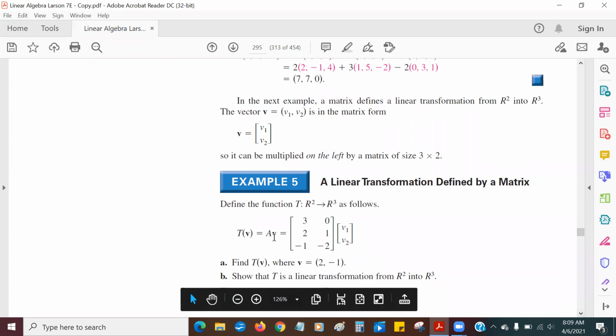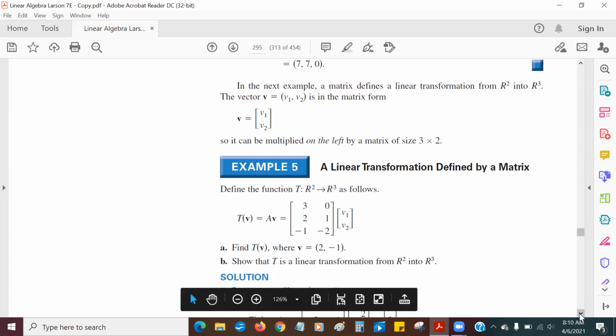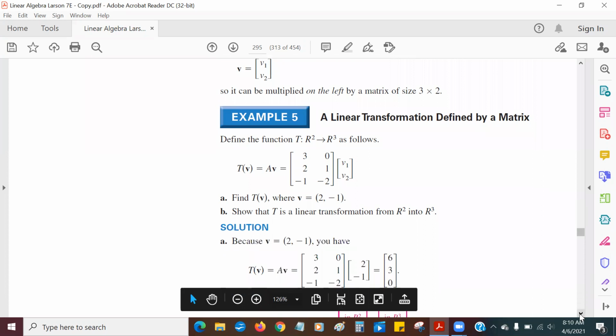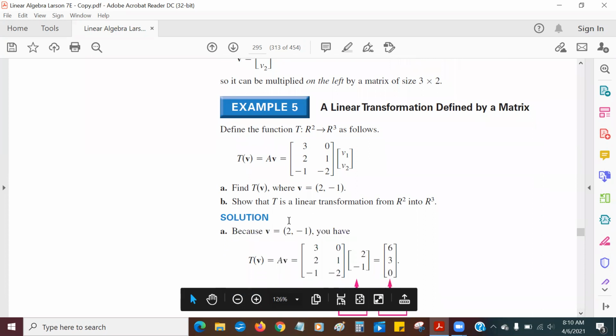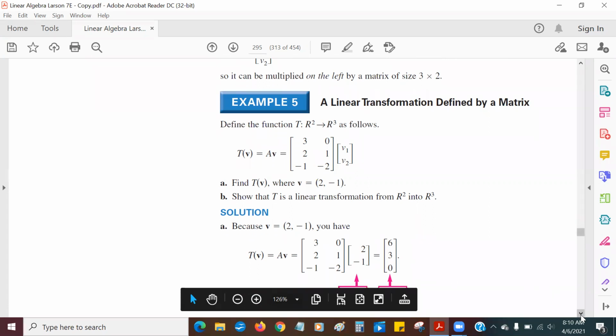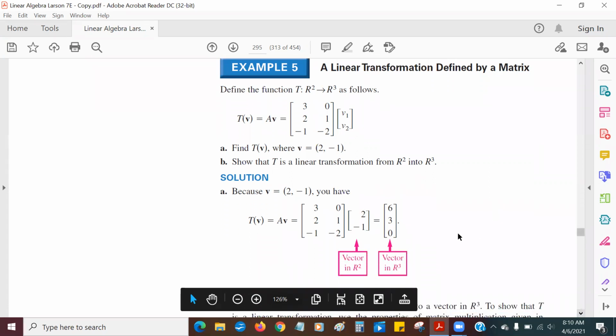And it's actually a rather important type of linear transformation, the idea of multiplying a vector times a matrix. So if V is equal to (2, -1), then T of V is the matrix A times the vector V, which is this matrix A right here, times the vector V, which is (2, -1). And when I crunch that all out, you wind up getting (6, 3, 0).